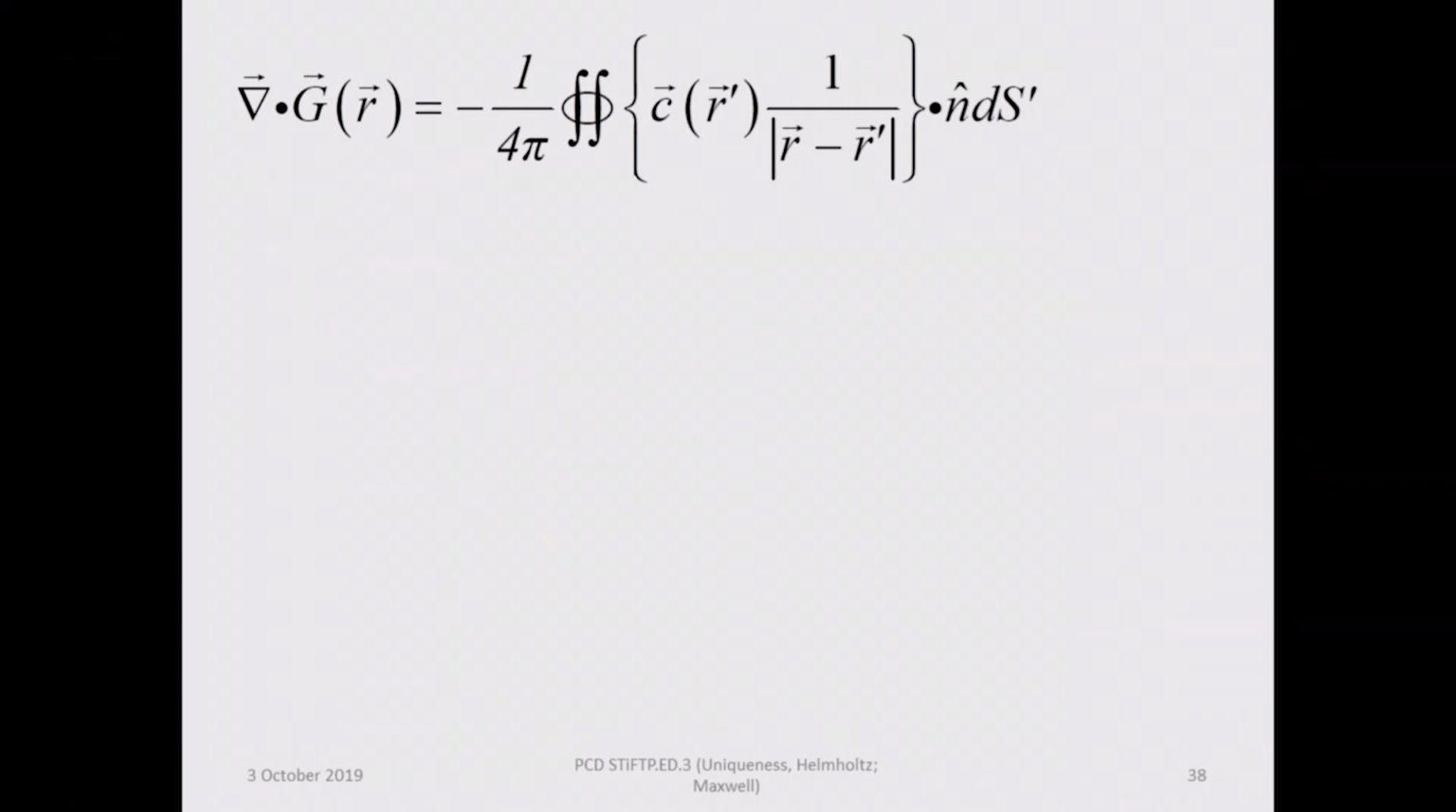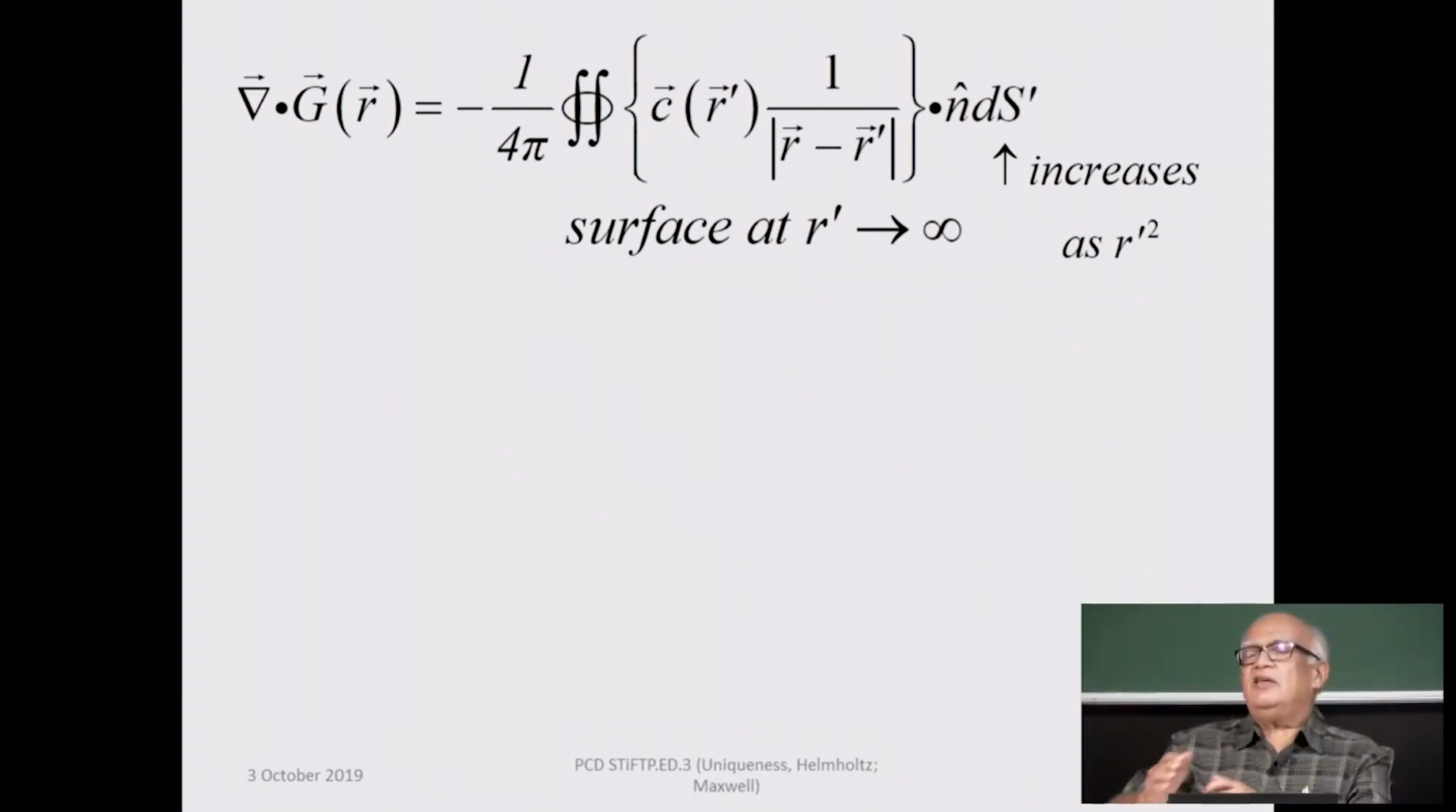Now, where is this surface? You can take this surface in the asymptotic region to surround all the volume that may be of your interest. And the surface out there is going to increase as r square, the distance square. You know that the solid angle goes as r square d omega. So, the surface increases as r square, and now you have got 1 over distance and c.